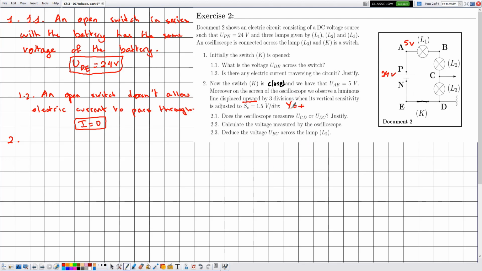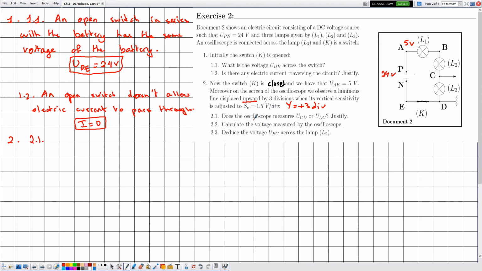So what does y represent? The number of divisions displaced by the luminous line on the screen of the oscilloscope. And they are telling me displaced upward by 3 divisions. So the value of y is given by +3 divisions, when its vertical sensitivity is adjusted to SV is equal to 1.5 volts per division.